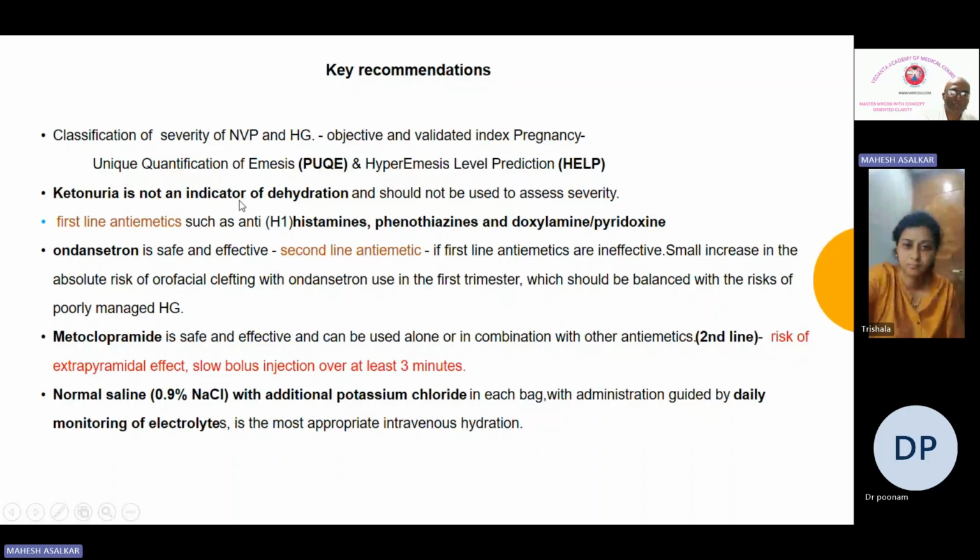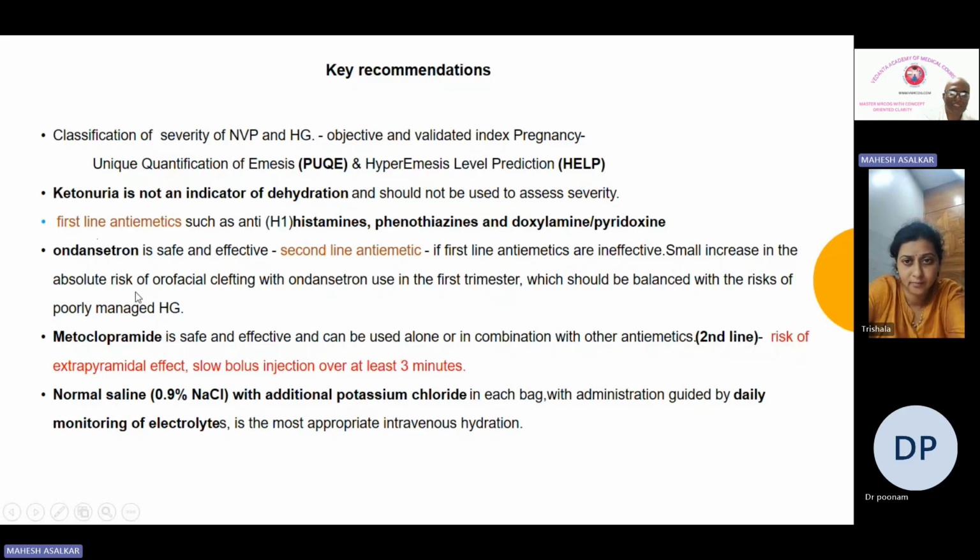Then, ketonuria is not an indicator of dehydration and should not be used to assess severity. First line antiemetics are antihistamines, phenothiazines, doxylamine, pyridoxine, etc. These are the first line antiemetics which are used. Then ondansetron is safe; this is a second line drug. First line covers antihistamines, phenothiazines, and doxylamine and pyridoxine. Then the second line we have ondansetron. If the first line fails, then we'll go for the second line.